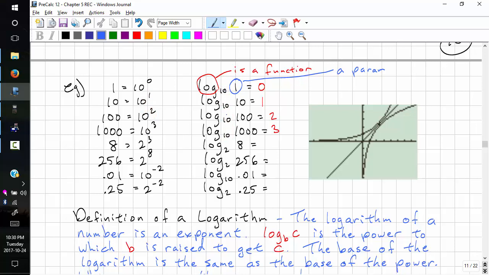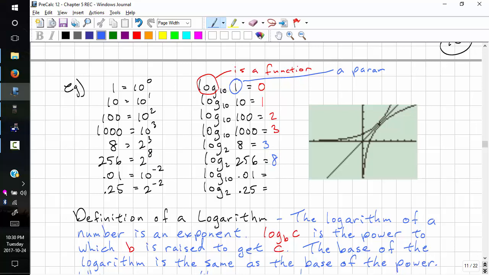Let's look at another example of logs. 2 to the power of 3 is 8. 2 to the power of 8 is 256. Okay, so if we do log base 2 of 8, that's 3. That's just the exponent. Log 2 of 256, base is 2, it's 256. We just get the exponent, 8.